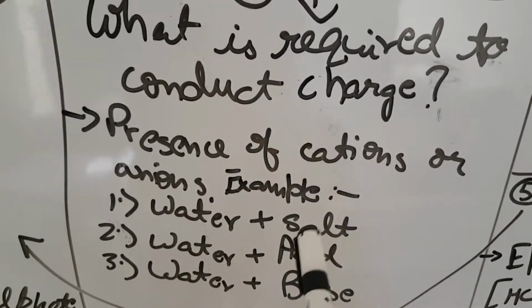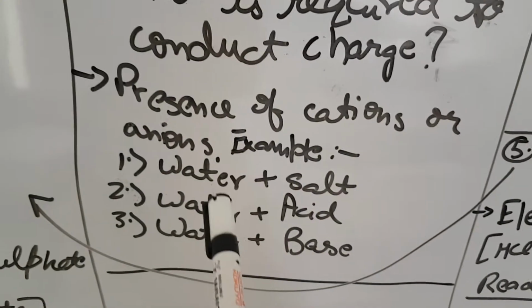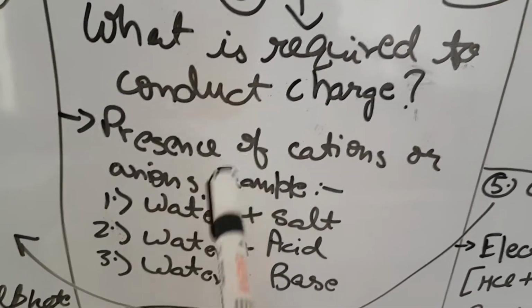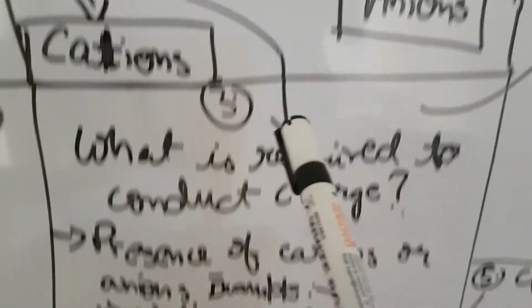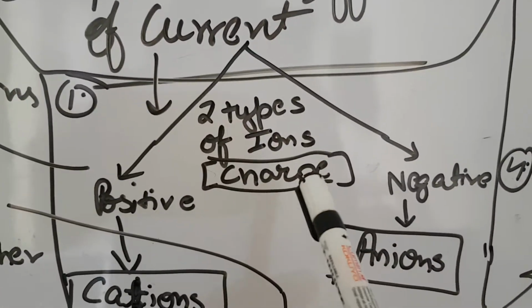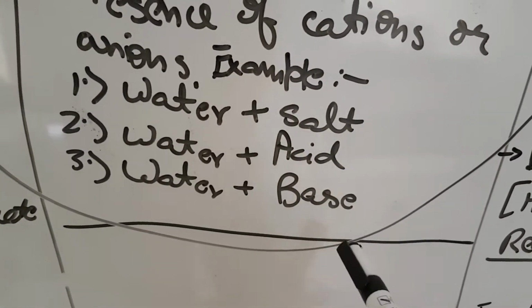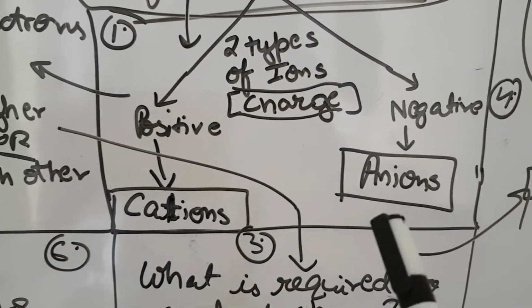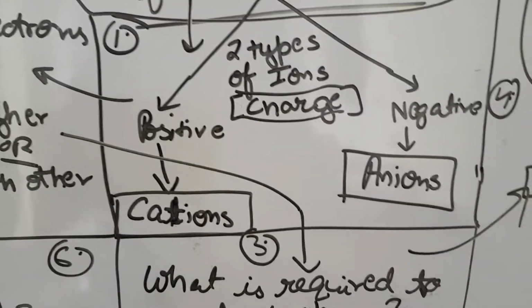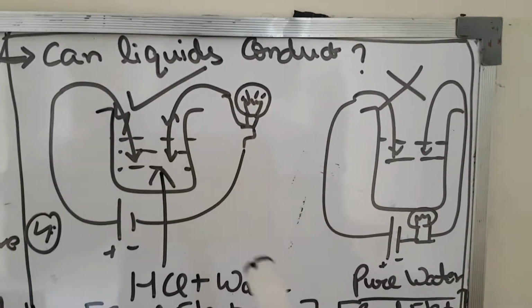For example, if you mix HCl plus NaOH, you'll get one salt and one water. They will have both presence of cations and anions. Now, if you mix water with acid, it will also give you some type of charge. The charge will allow the current to flow through the water, the solution. The third type is water plus base. The water plus base will also have either one of the type of the charges which will allow the current to flow. Now the major question, can liquids conduct?